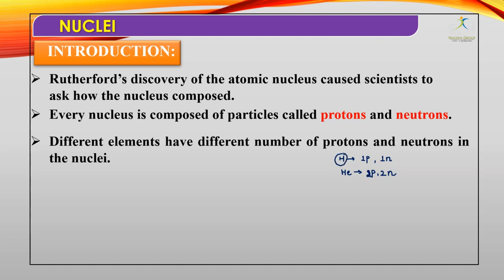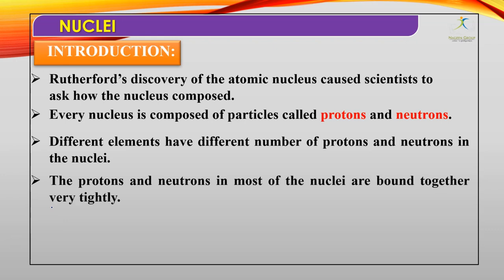Because hydrogen has many isotopes, in protium they have zero neutrons. So like this, as you can see, there are variations in the numbers of protons. The protons and neutrons in most nuclei are bound together very tightly. So if we look at the structure of a nucleus, these are the protons and neutrons, and they are bound very tightly.